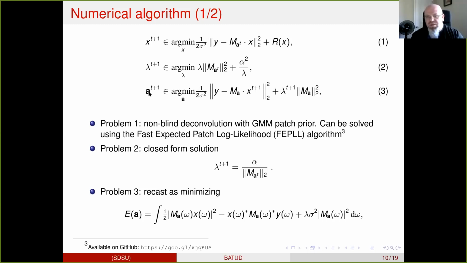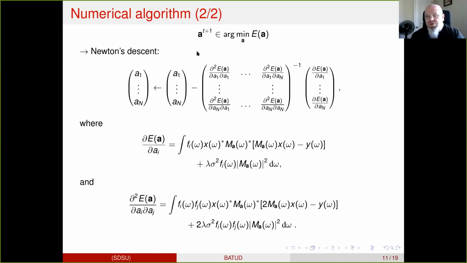Now the way you can update those parameters A is by using a very basic Newton descent approach. So the new A's are the previous A's minus the inverse of the Hessian matrix times the vector of the derivatives of that quantity E of A. And each of those terms is given by those quantities. They might look pretty complicated, but actually it's very easy to compute. It's again just basic algebra. And numerically speaking, all your integrals become a sum. So it's just summing across all pixels. So it's very easy to implement.